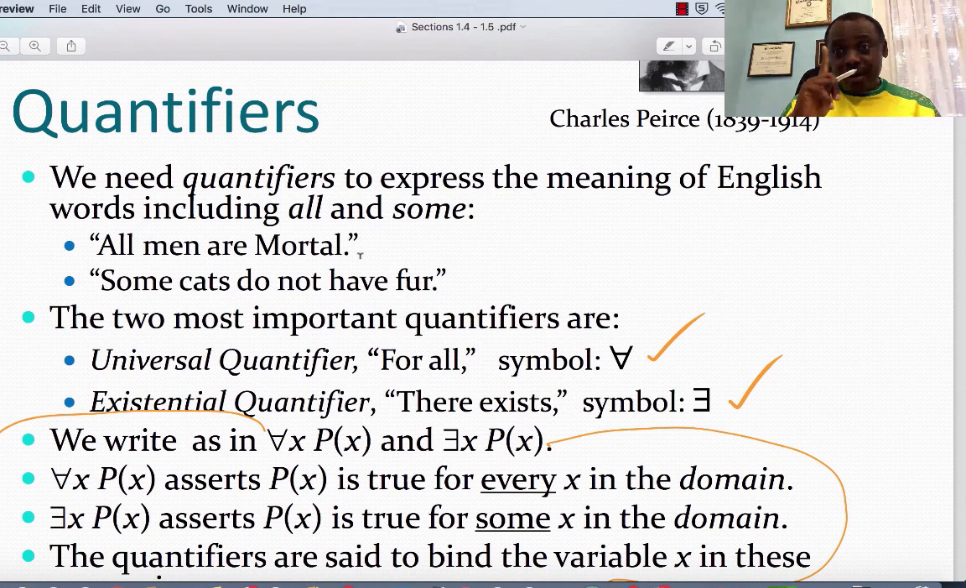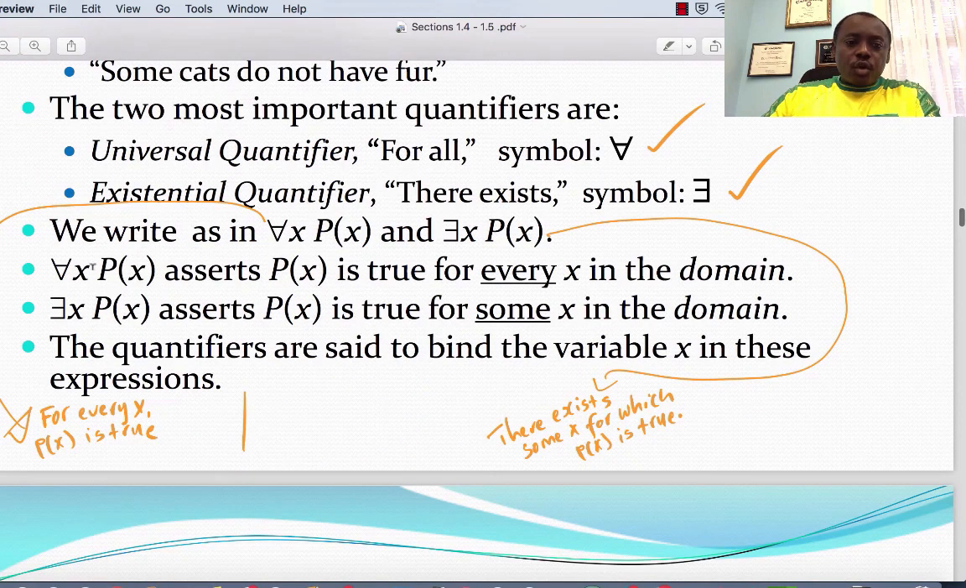For the first one, how do I find a counter example, something to negate all men are mortal? I need just one example. It is called a counter example. If I can find just one person that is not mortal, all men are mortal becomes false. Very interesting. So for every X, P of X asserts P of X is true for every X in the domain, and there exists P of X asserts P of X is true for some X in the domain.